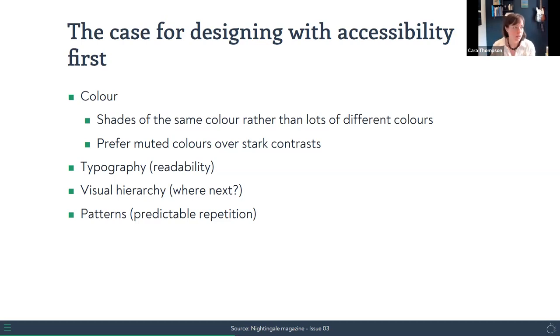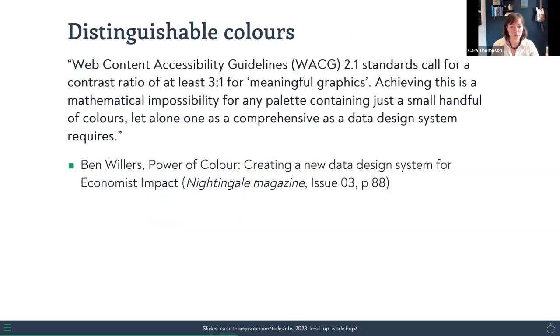And in terms of typography, we're going to talk about that in a minute, making sure that our text is nice and readable. Visual hierarchy, making sure that we signpost really easily what to look at, which is why we're going to talk about the title and the in-plot annotations. And then patterns, if you're using something to symbolize something, try to use it consistently across your work.